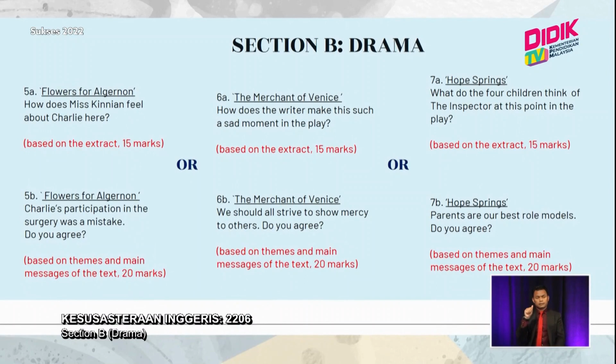Analyze the passage thoroughly. Likewise, if you look at the B questions given, all valued at 20 marks each, take a look at the B questions and you will find that each of them has focused on a major idea found in the text. Look at Flowers for Algernon. Charlie's participation in the surgery was a mistake. Do you agree? So that means if you have read through the drama, you already have a response in mind.